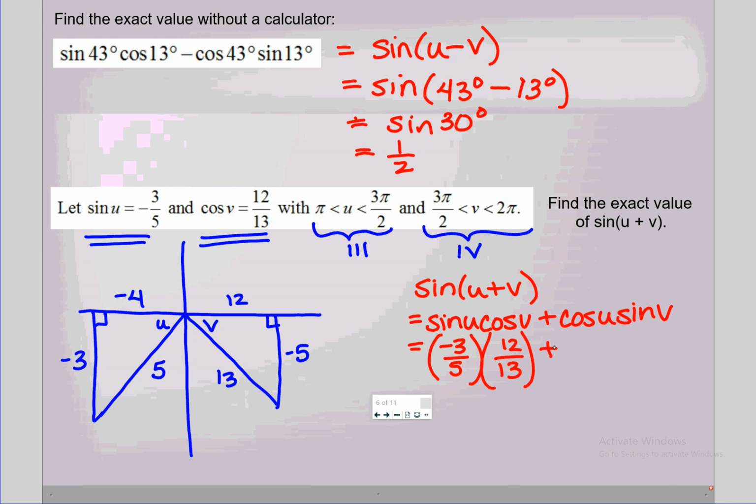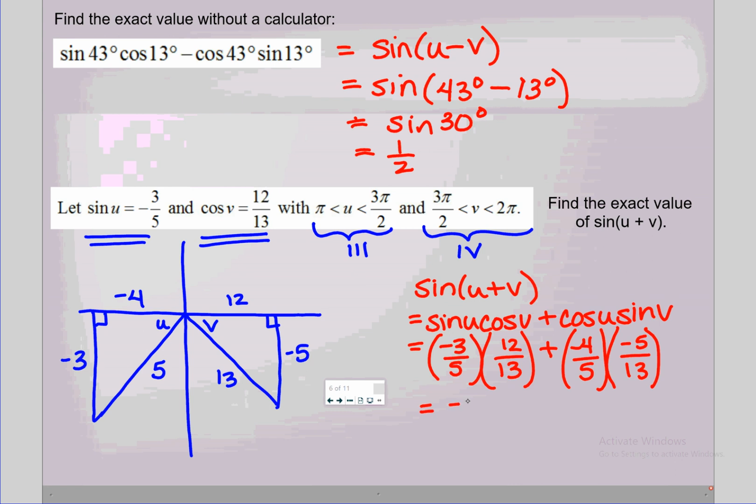Okay, and we are finding the sine and the cosine, so those need to be found from the triangles. What is the cosine of u? So we're going to look at triangle u that we drew and find the cosine of it. What is the cosine of angle u? It's adjacent over hypotenuse, negative 4/5. And the sine of v. Okay, so look at triangle v. Sine is opposite over hypotenuse, negative 5/13.